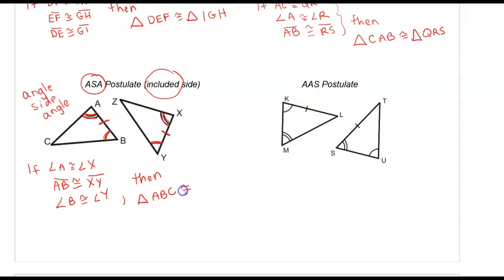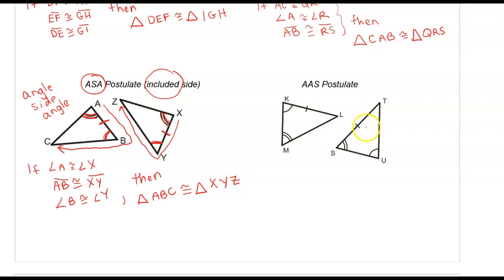Then it matters how I write the second triangle. A is with the double arc, then I go to B with the single arc, and then I go to C. So I'll do the same thing in the other triangle. I start at the double arc, go to the single arc, and then go to Z. The order of the letters should be X, Y, Z.